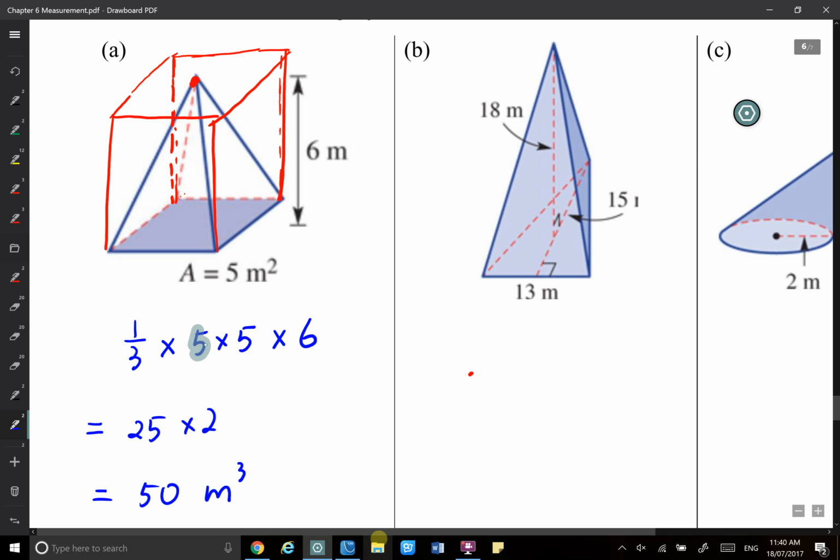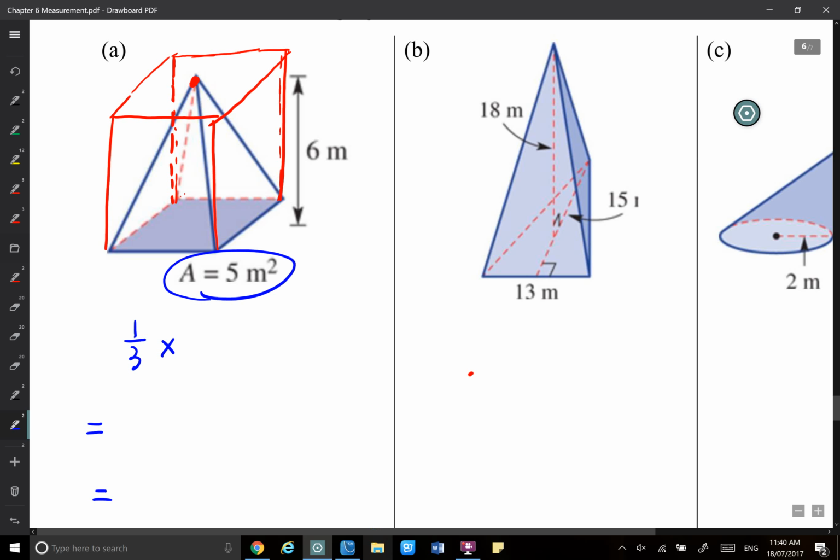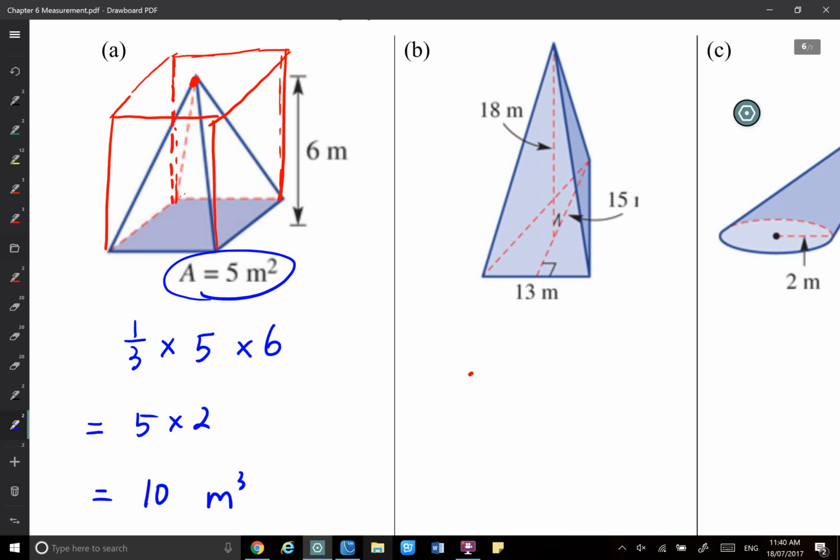Oh, yeah. The area is 5. Sorry, you are correct. The area is 5. It's not the length. It gives you the area already. So, yeah, my bad. You should read the question more clearly. So it's 5 times 2, which is 10. 10 meter cube. Yes, the area is given.